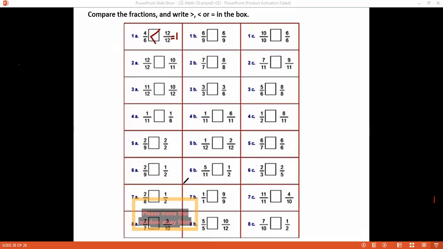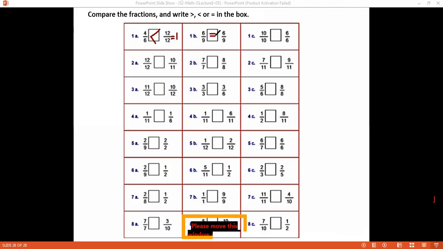Let me choose someone else. I'm going to choose Hala. Are you ready? Yes. 6 over 9 and 6 over 9. What do you think? They're equal. Excellent. Yalla Ibrahim.